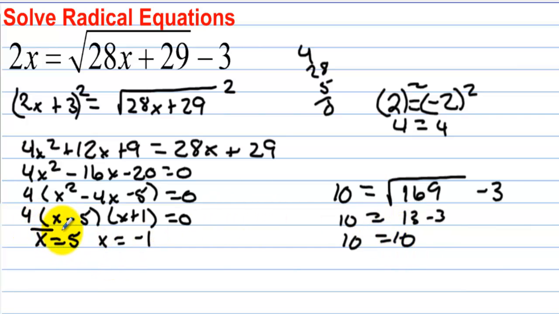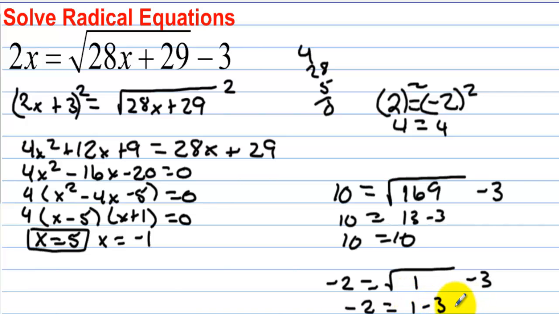So 5 is a good solution. 5 is a good answer. Let's plug negative 1 in. We have negative 2 is equal to the square root of, let's see, we have negative 1 times 28 is negative 28, plus 29 is 1, and then minus 3. We have negative 2 equals 1 minus 3, which is negative 2. So negative 1 is a good answer as well.